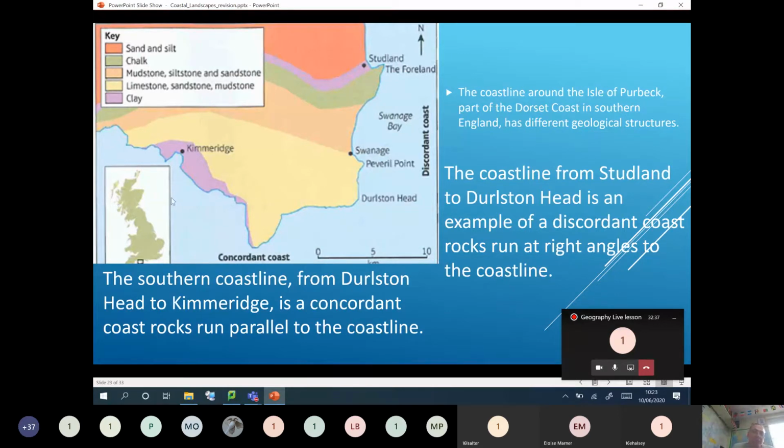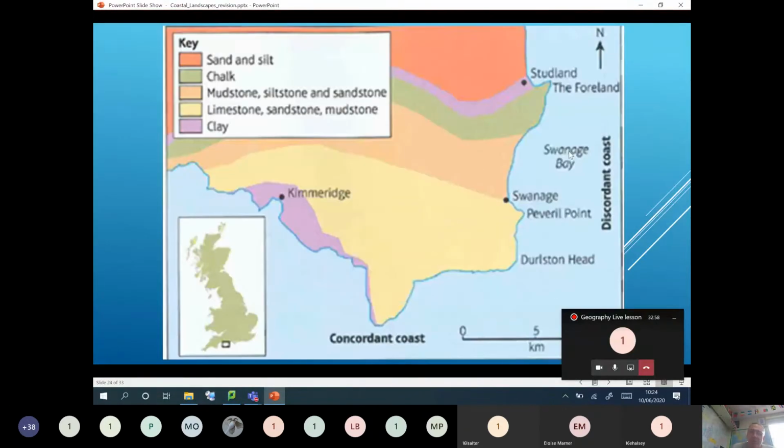A concordant coastline we can see down here. So concordant, the rocks are running parallel to the coastline. So you will have a layer of rock facing the sea and then another layer of rock inland going in and going in. So what we're particularly interested in are discordant coastlines. And we're going to see about the formation of features on a discordant coastline.